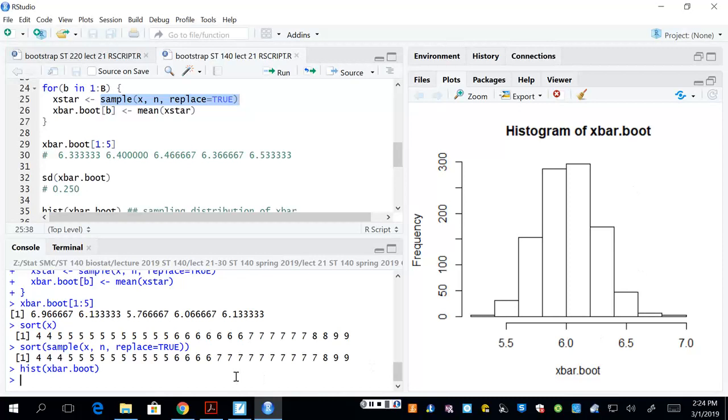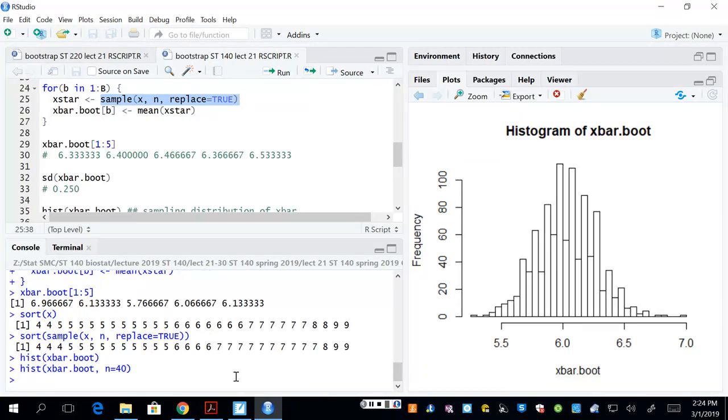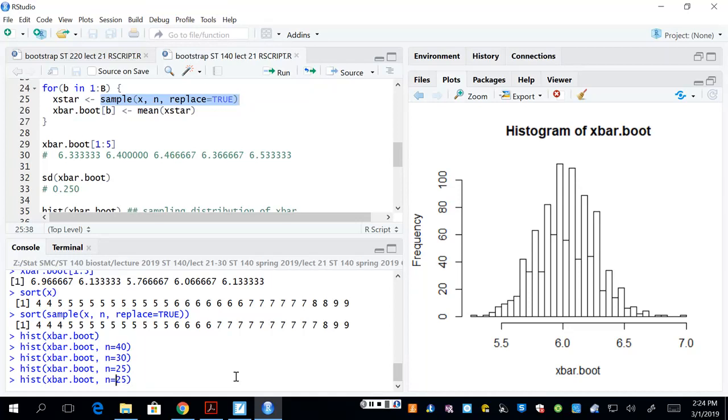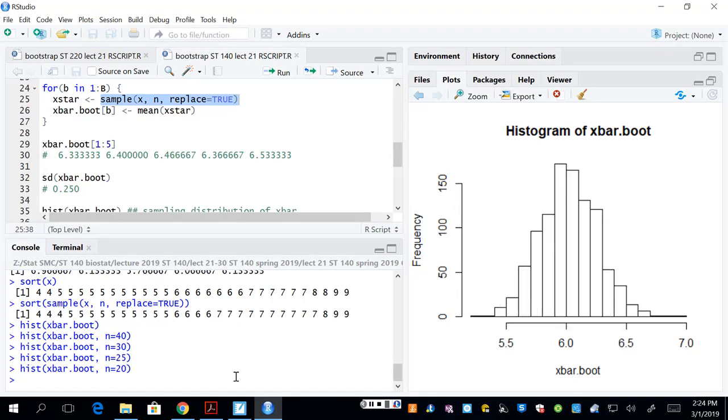Bigger. Maybe we can make a few more breaks there. That's maybe too many. It didn't like that, huh? Why is it stuck on something? That looks a little nicer, a little smoother. So my x bars are kind of in that range for my replication, for the simulation.